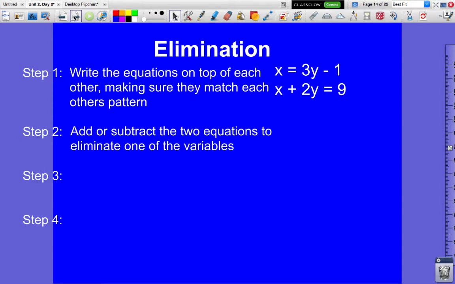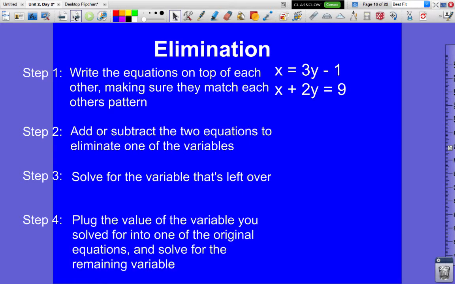Then you add or subtract the equations vertically to eliminate one of the variables. You can see that if the pattern was matched here, you could just subtract x minus x and you get 0, and then 3y minus 2y and get 1y. You cannot do that here because they're on different sides of the equal sign, but you see the concept. After you've eliminated one variable, there's only going to be one variable left in the resulting equation, so you can solve for that. And once you have the value for that, you can plug in the value of the variable that you just solved for into one of the original equations and solve for the remaining variable.